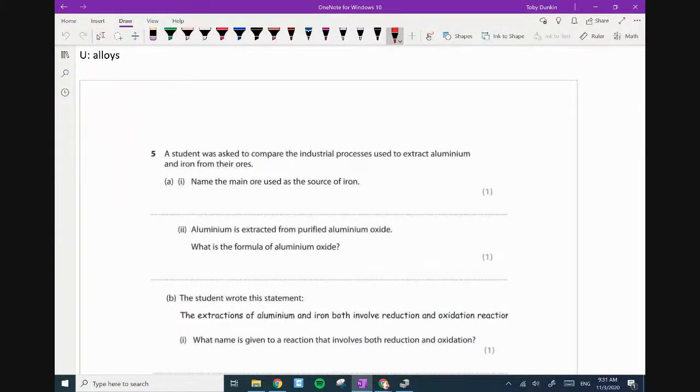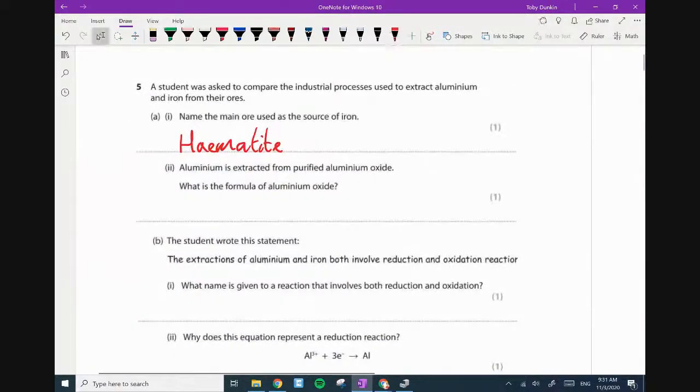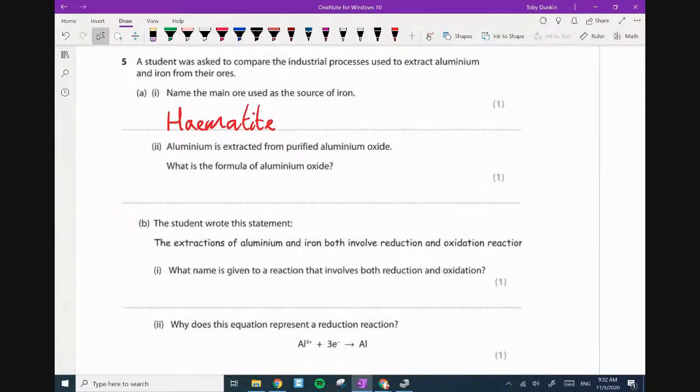Okay, name the ore used for the source of iron. Hematite. Got to know that one. If you've put magnetite, I don't really want you to use it. Edexcel don't recognize magnetite, so just ignore that one. But hematite is the one that you need to have your 1 mark.